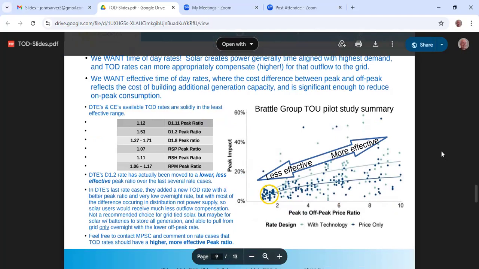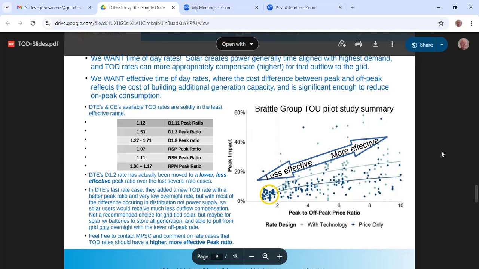This is sort of a geeky slide. It might be too much detail, but this plot shows each dot is a utility with a certain set of time of day rates, and what was the ratio of their peak to their off-peak ratio, and how much impact that had on reducing the peaks.